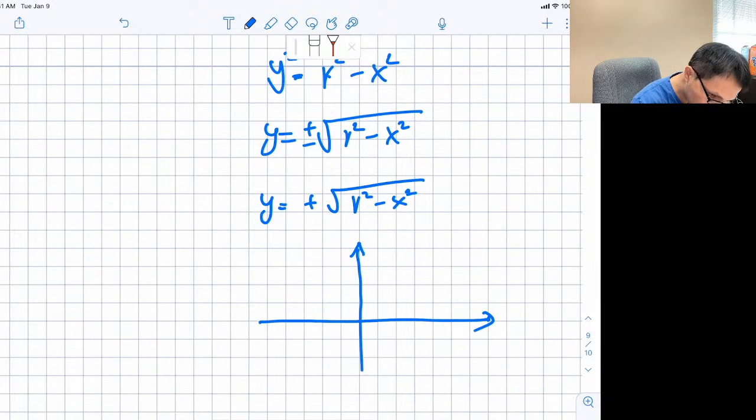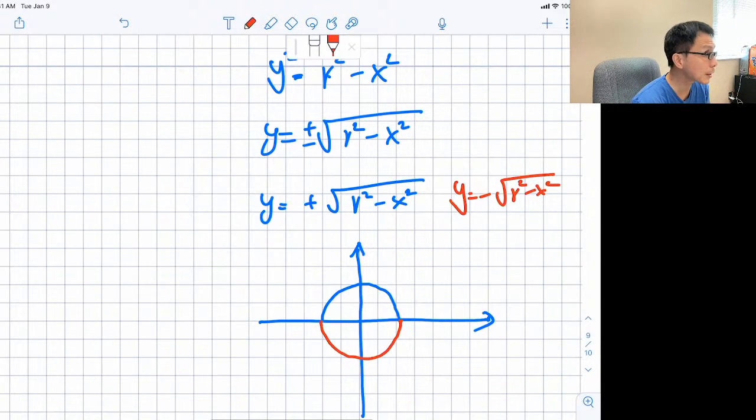So this is the top part, and if you have y equal to negative square root of r squared minus x squared, that is the bottom part. Does that make sense? So that makes a complete circle. That's why you have plus minus. So really it depends whether you want the top part or the bottom part.